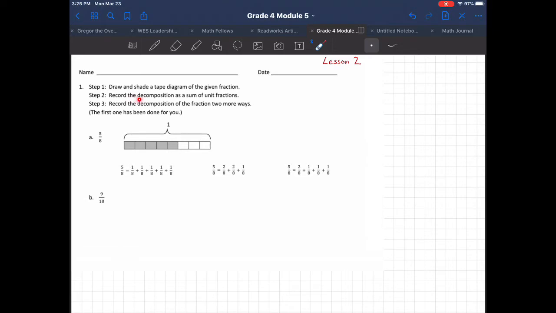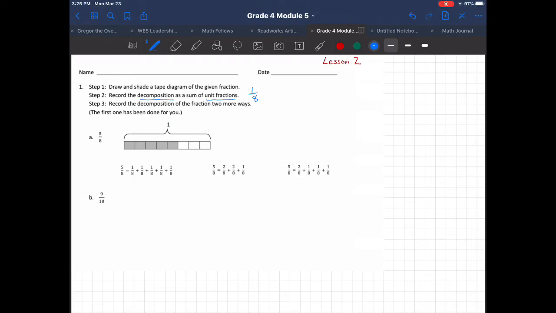Step 2, record the decomposition as a sum of unit fractions. And that's probably the sentence that's giving you fits. Record the decomposition as a sum of unit fractions. So here's what that means. Decomposition or decompose means break it apart. And unit fractions are fractions with a 1 in the numerator. So in this case, eighths, 1/8.